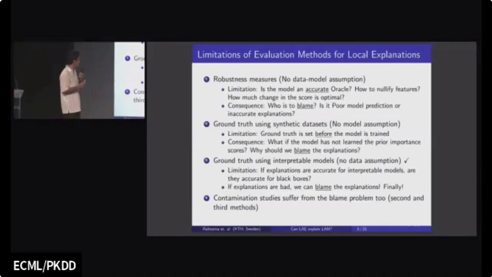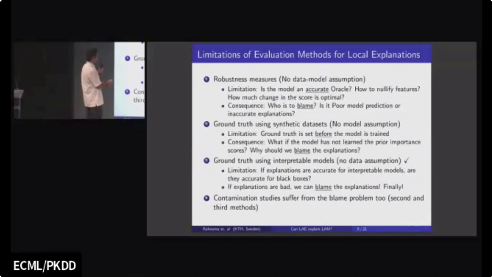So here we also have the blaming problem, right? And the third method, the interpretable models. We can also use any data, but then we have the limitation that LIME and SHAP are really good for linear models. So what? Are they good for neural networks? We can't really extrapolate here. So we also have this limitation.